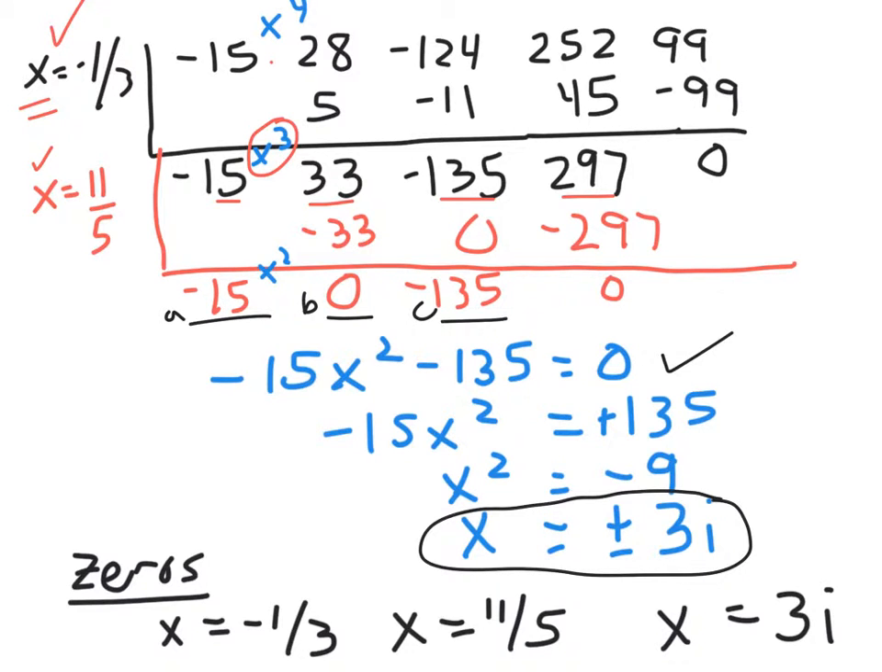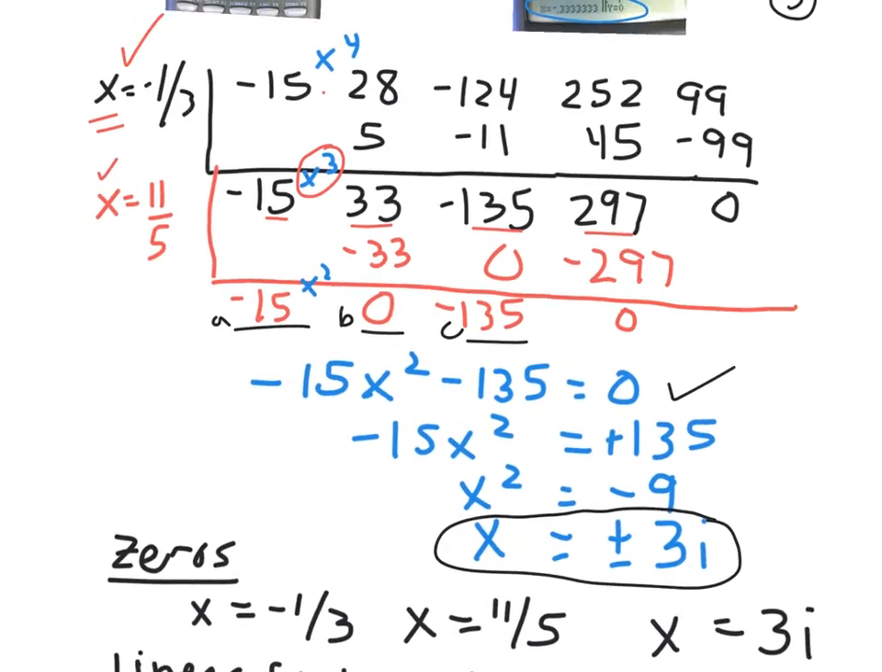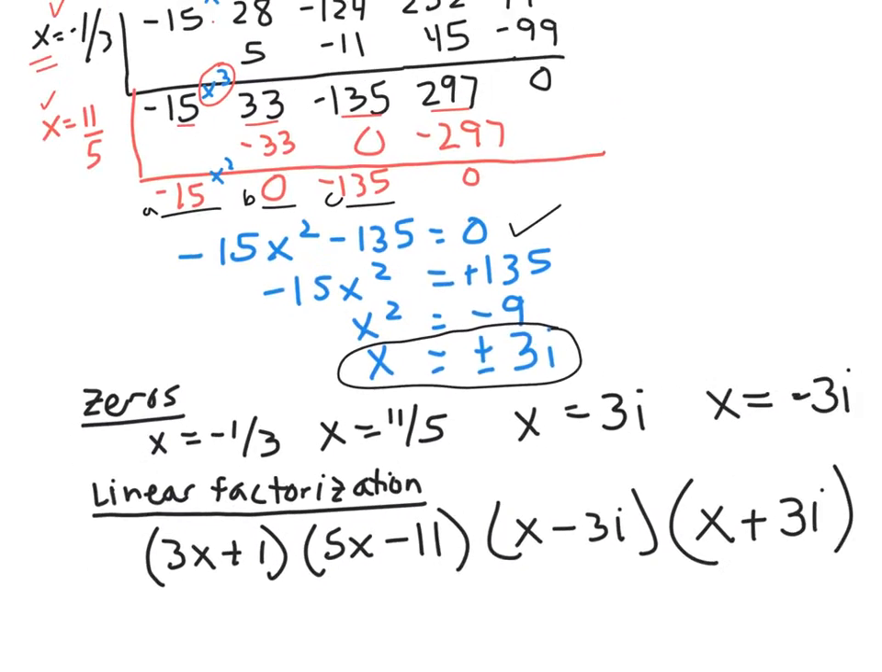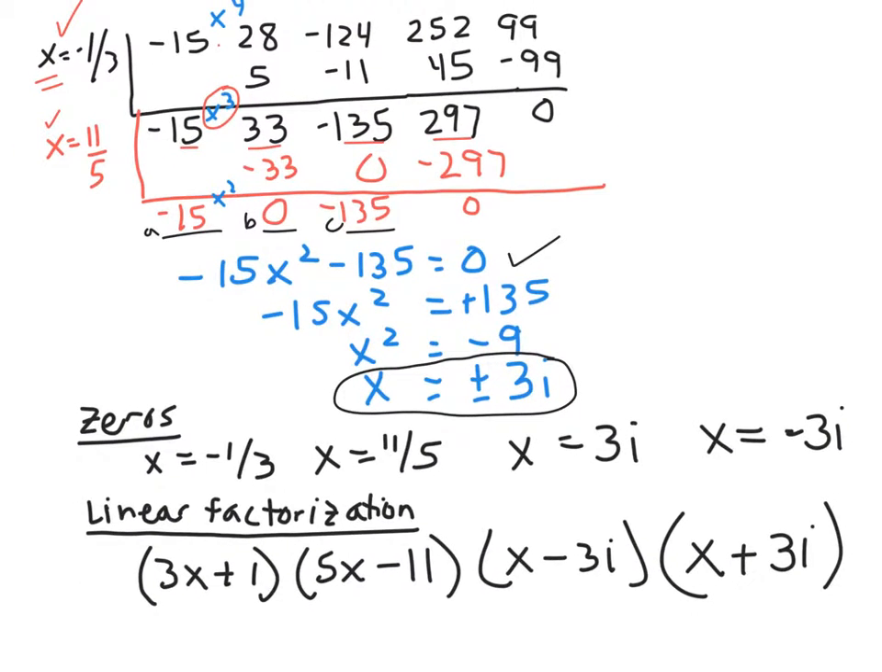So I had an x to the 4th. An x to the 4th should yield 4 zeros, or some repeated zeros with multiplicity. I indeed have 1, 2, 3, 4 zeros, 2 of them real, 2 of them imaginary or complex.